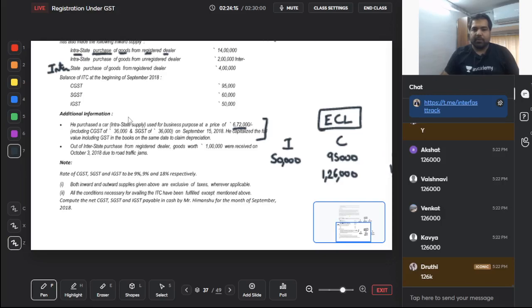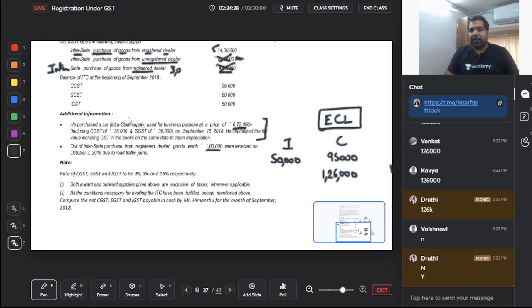Next, intrastate purchase from unregistered dealer. Guys, will an unregistered dealer charge you GST? No. If you don't pay GST, will you get credit? No. So on this, no credit. And last, guys, interstate purchase from registered dealer, 4 lakh. Out of 4 lakh, 1 lakh is received next month. So will I ignore that 1 lakh? Yes. So I will only focus on 3 lakhs.